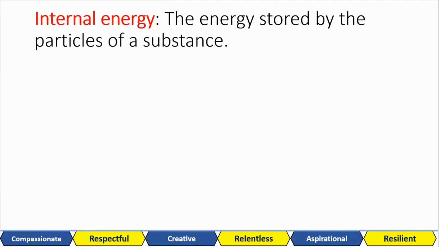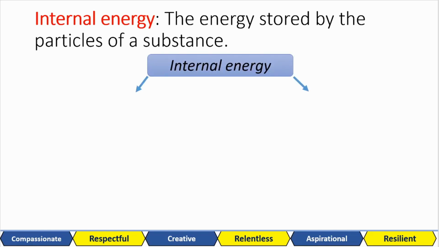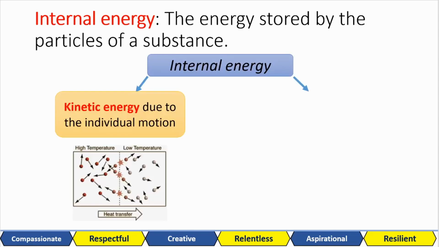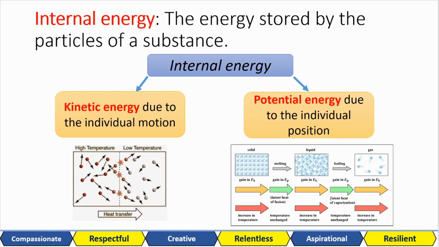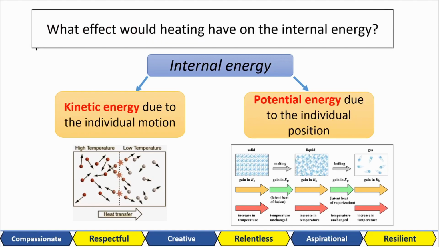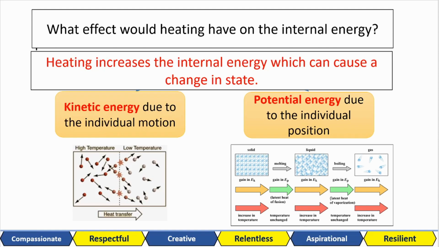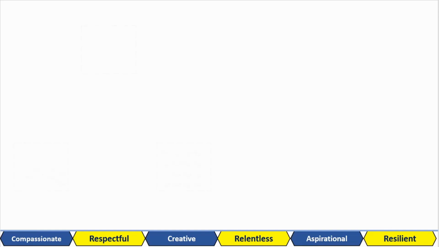Internal energy is the amount of energy stored in the particles in a substance. And we've already seen kinetic energy, which is due to the motion of the particles, but there's another. This is potential energy, which is due to the positions of the individual particles. You could be asked the effect of heating on the internal energy of the particles. Heating a substance can increase the internal energy to the point where the substance can change state.